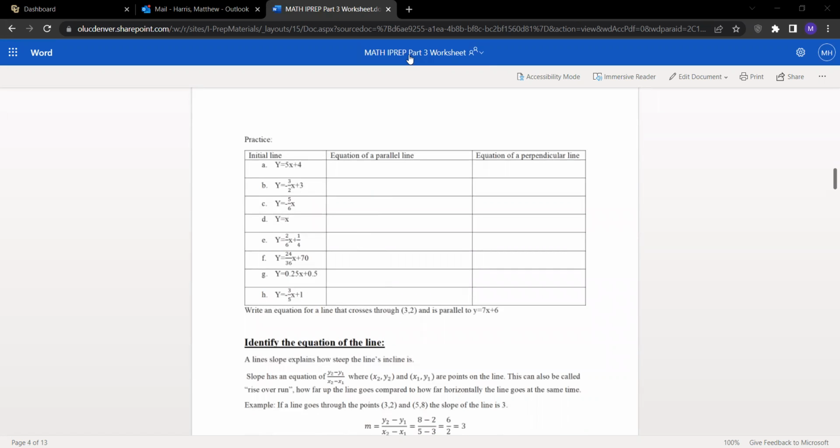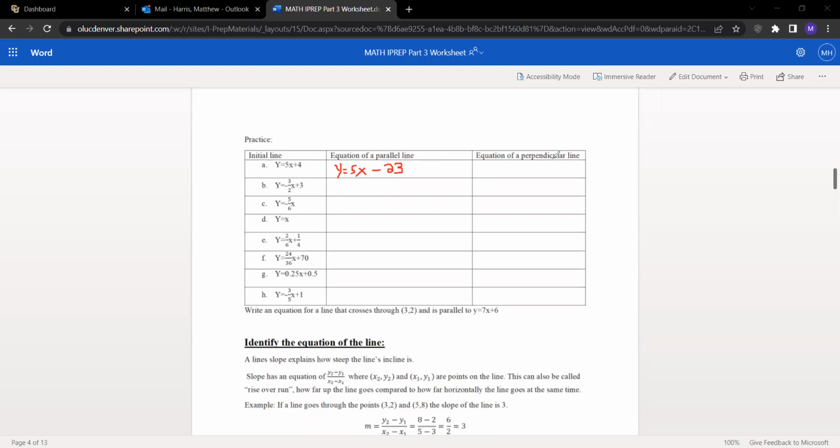So let's do some practice. Here we have our initial lines, and we're going to write equations of parallel and perpendicular lines. This first one, we have y equals 5x plus 4. What is an equation that's parallel? Remember, parallel is going to have identical slope. So this one also has to be y equals 5x. Now the difference is that y-intercept. This one's +4. We could do -23.